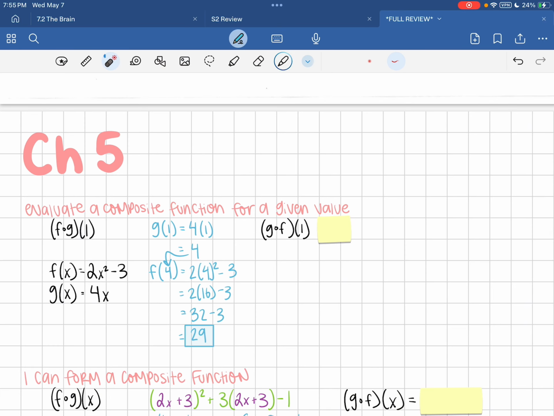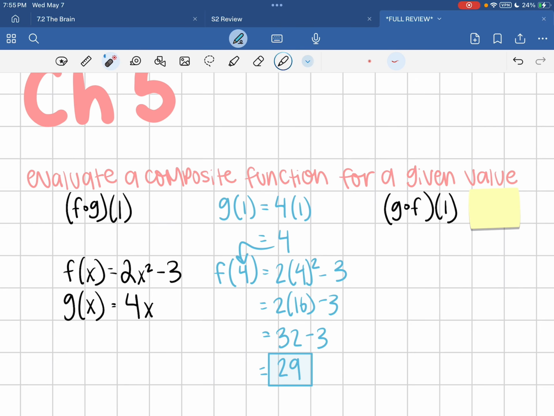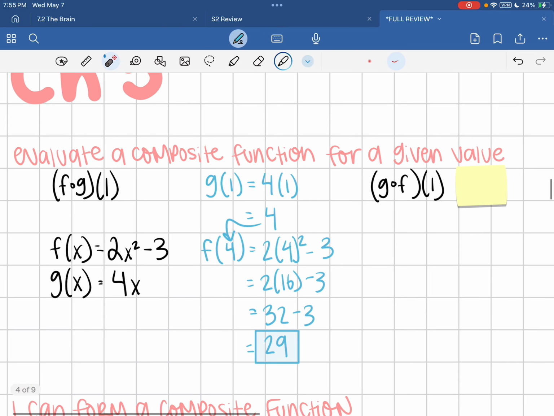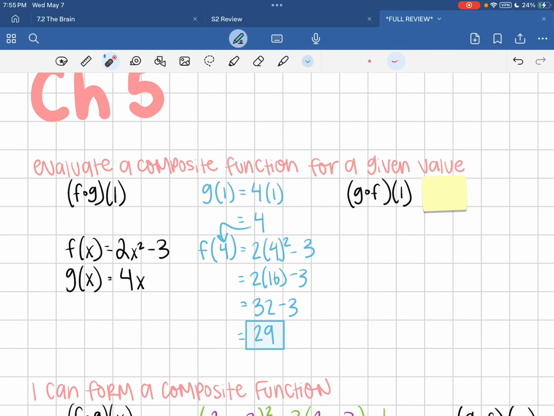Basically, just when you're given a value, so for this example, we have the value of 1. You just plug that value into the first function, so in this case, g of x. So we're plugging 1 here, and we'll get 4. And then we're going to plug 4 into that f of x function, solve that, and get 29. And then if you want to, I have, I think 3 examples for questions to practice. It's here, and then I can show the answer now.